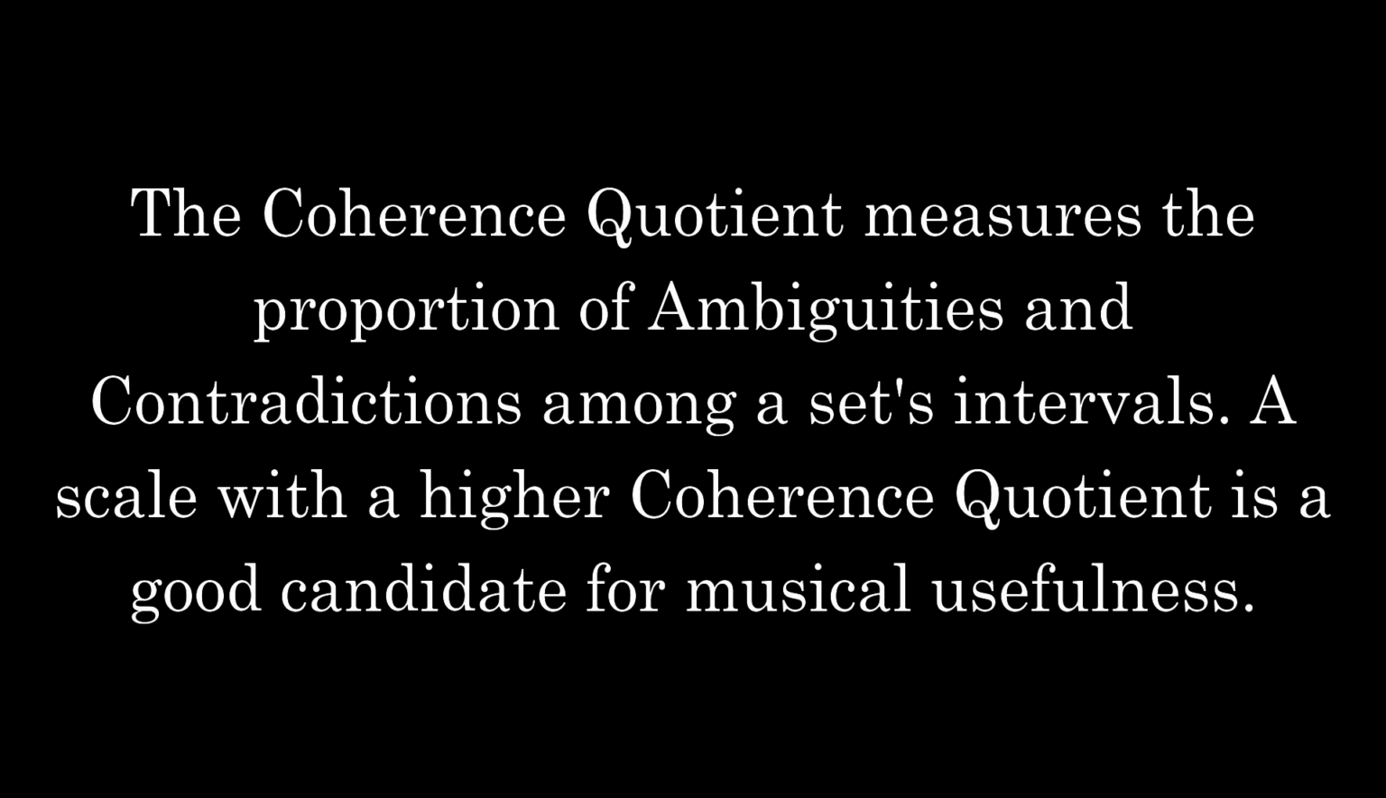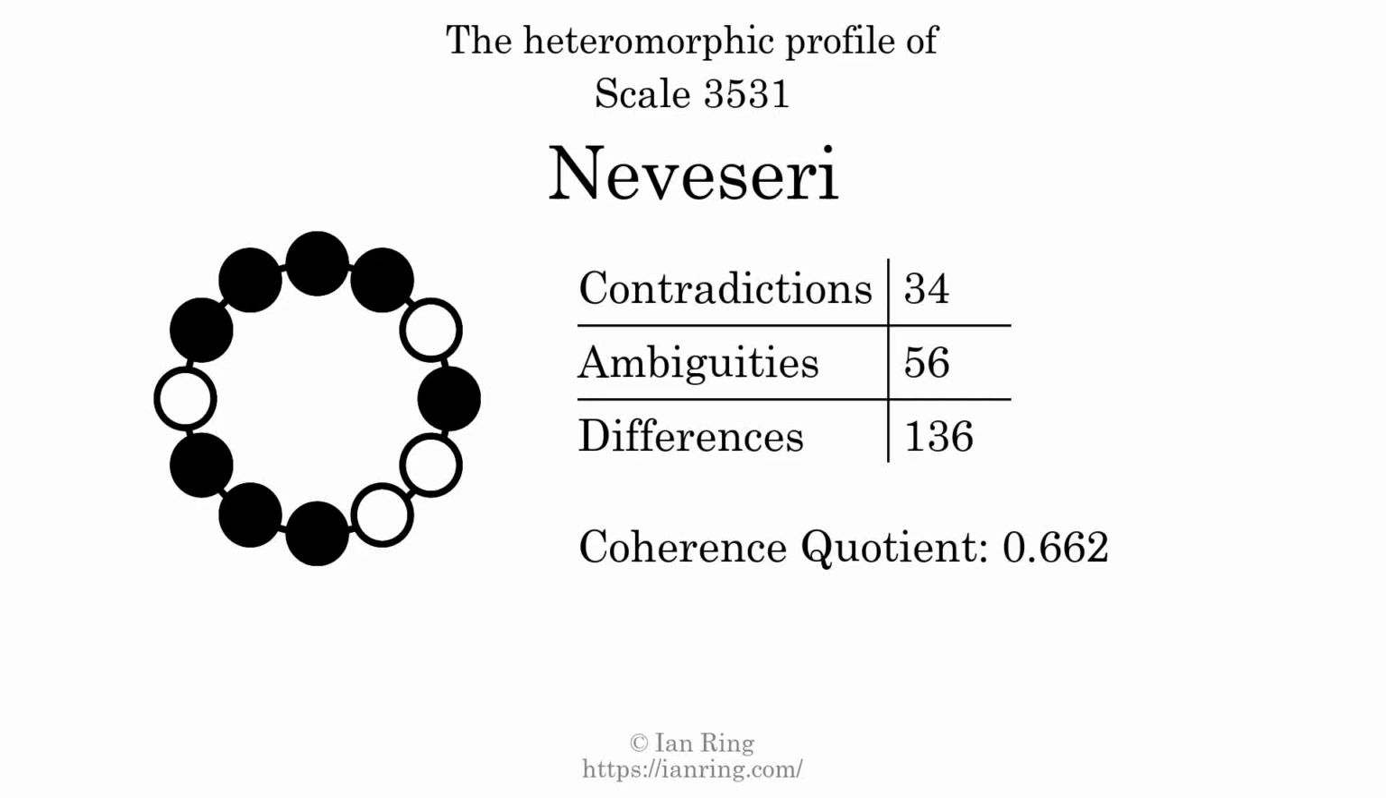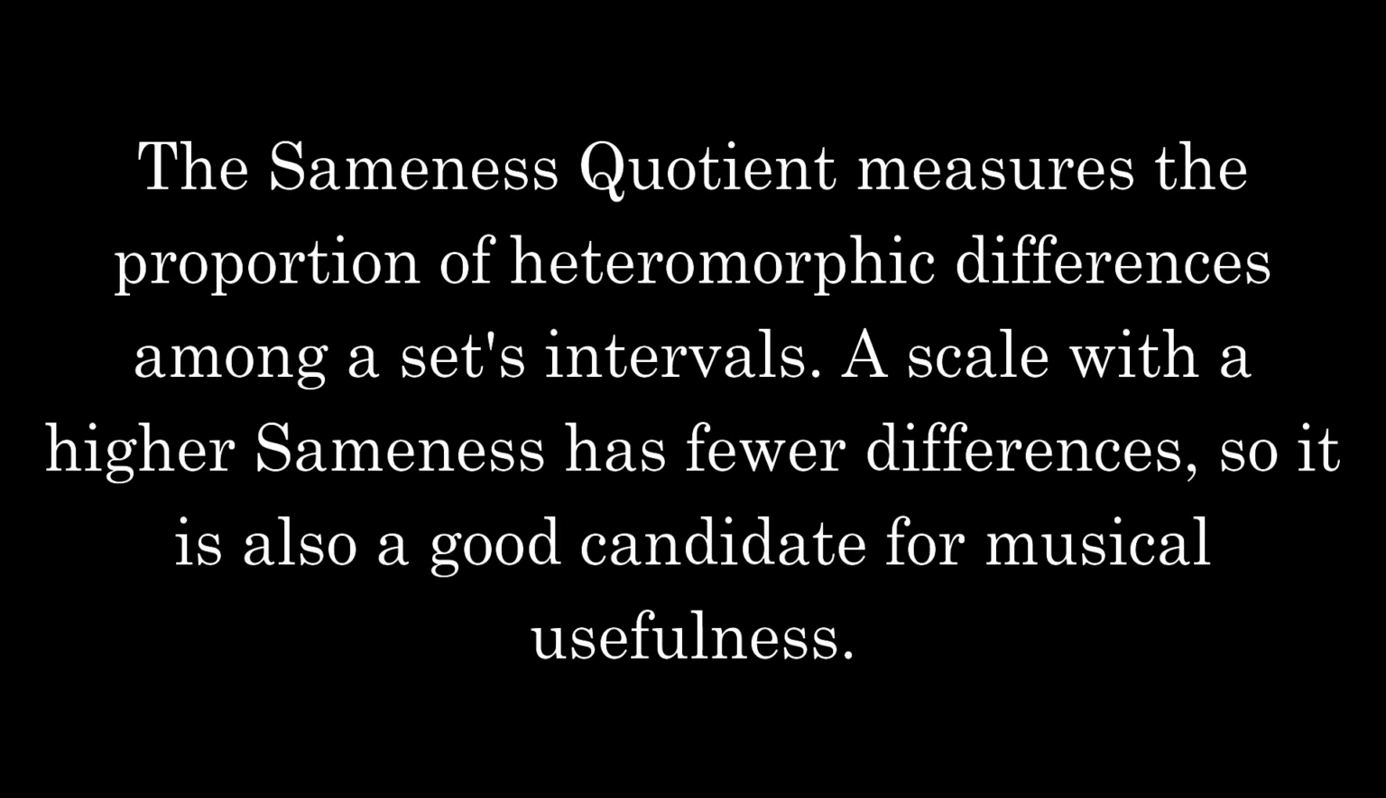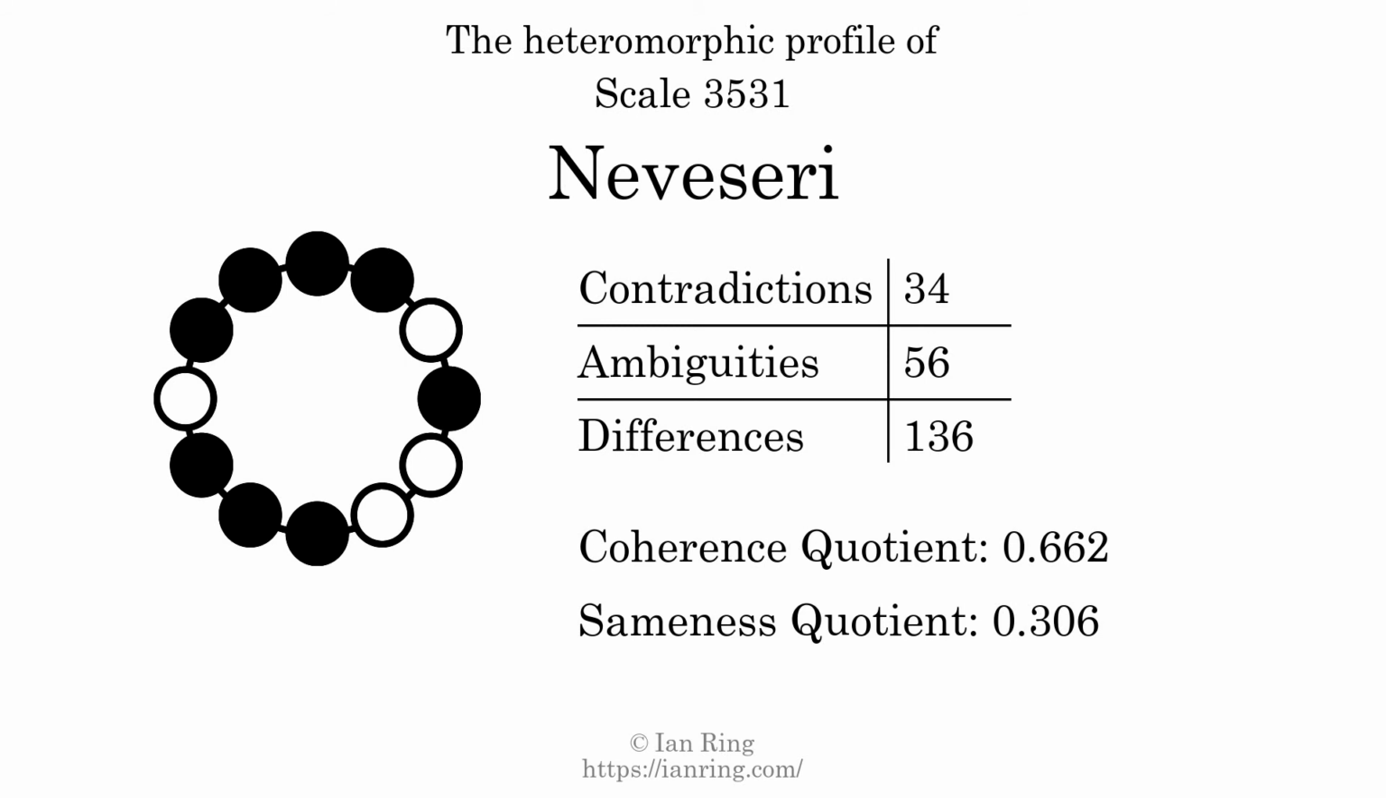The coherence quotient measures the proportion of ambiguities and contradictions among a set's intervals. A scale with a higher coherence quotient is a good candidate for musical usefulness. The coherence quotient is 0.662. The sameness quotient measures the proportion of heteromorphic differences among a set's intervals. A scale with a higher sameness has fewer differences, so it is also a good candidate for musical usefulness. The sameness quotient is 0.306.